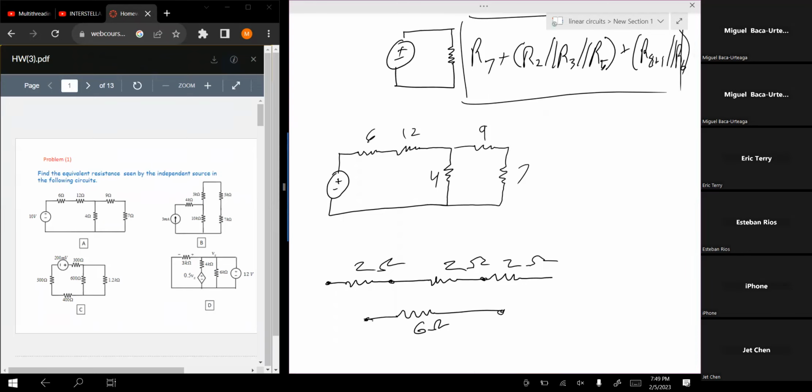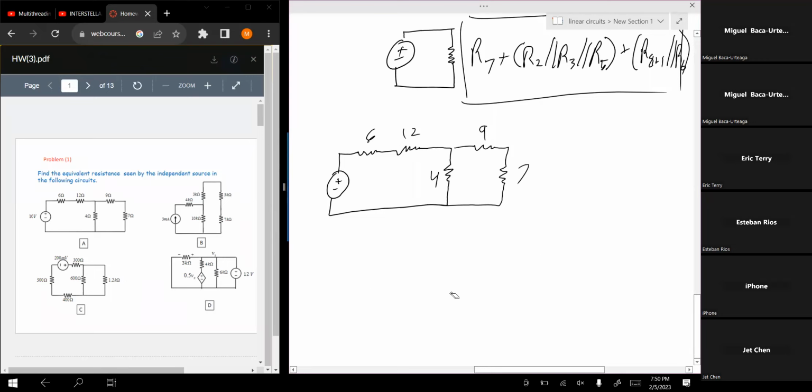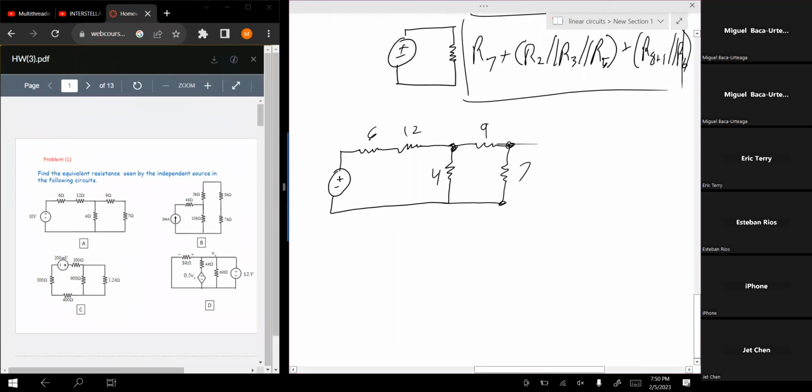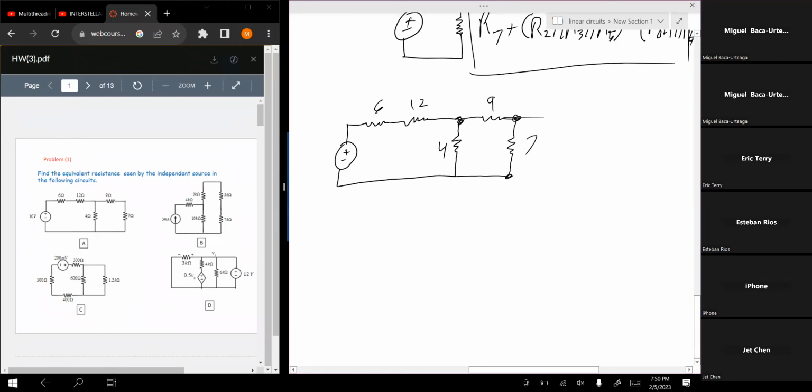So if I have like, let's see, what's an example? We can actually use this. Let's just go off of this example, the one that we have above here, right? So here we have shared nodes between these two here, right? So 9 and 7, meaning that we can redraw this circuit.